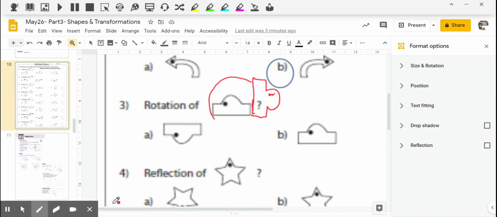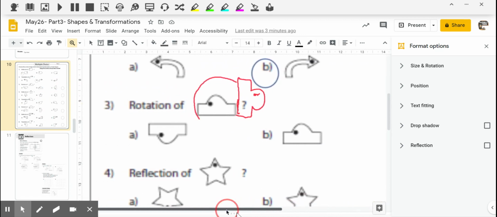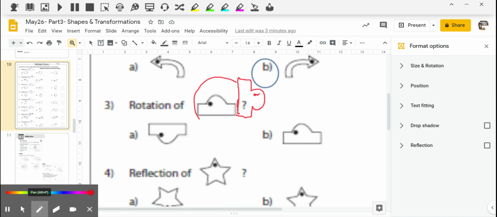So I see, do I have any point that is similar to this? Let's see. Nope, no shape. So this one didn't work. Maybe I still need to rotate it more. So I'm gonna rotate this one all the way to here.